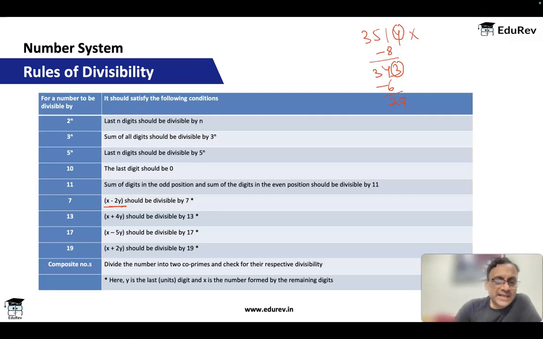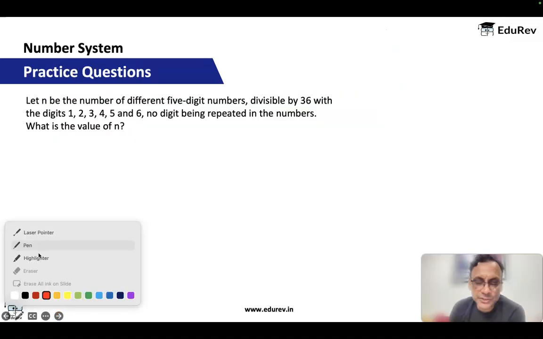For 13, the rule is the same except that you multiply by 4 and you add. For 17, you multiply by 5 and you subtract. For 19, you multiply by 2 and you add. So you can see that whether you add or subtract and what you multiply with is different, otherwise the steps are the same. As I said, these are empirical. If required, you can use them, otherwise most of the time we can calculate manually. So we have understood the concept.